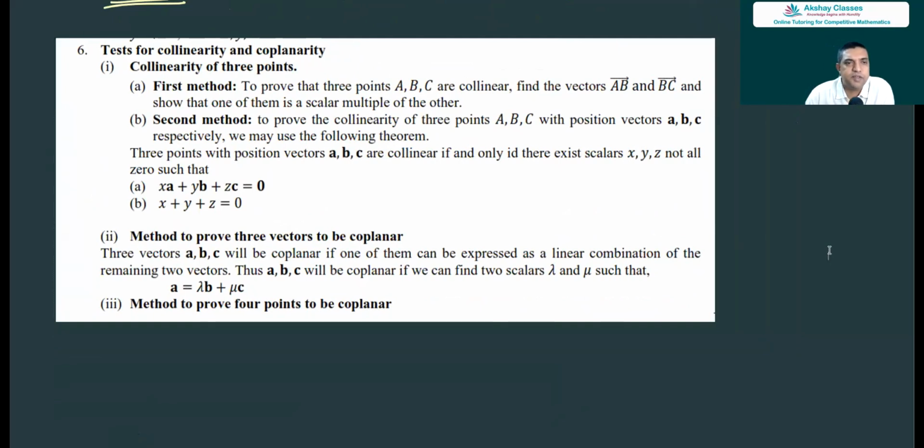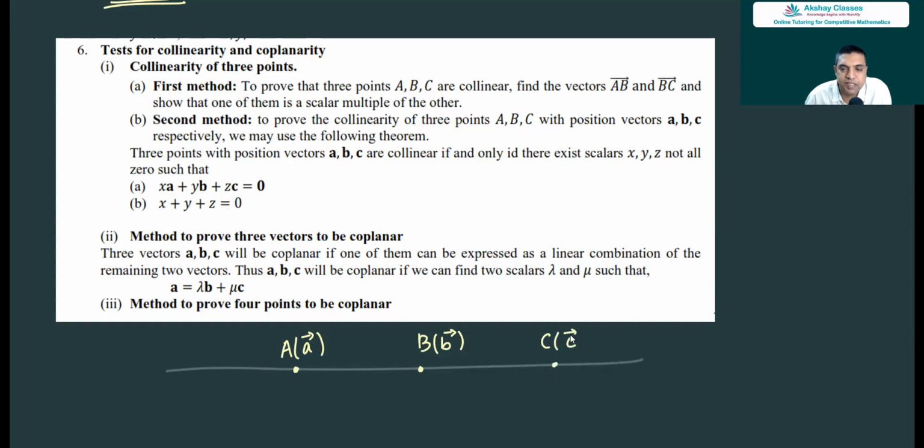Now the first method: if 3 points are collinear, so there are 3 points along a line. This has the position vector A bar, this has the position vector B bar, this has the position vector C bar. So 3 points are collinear.